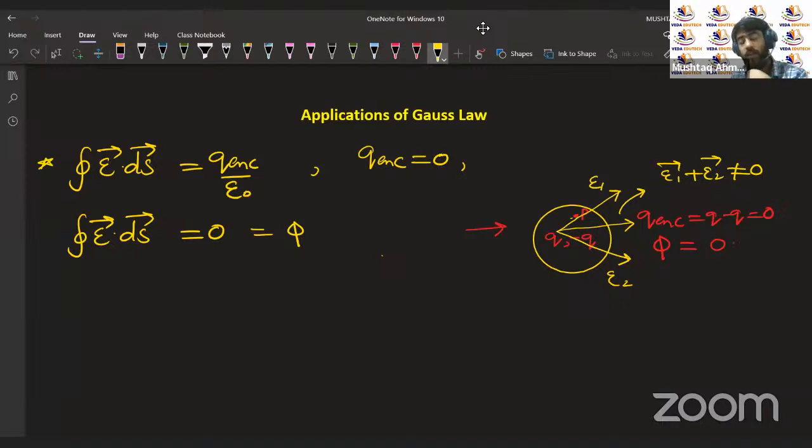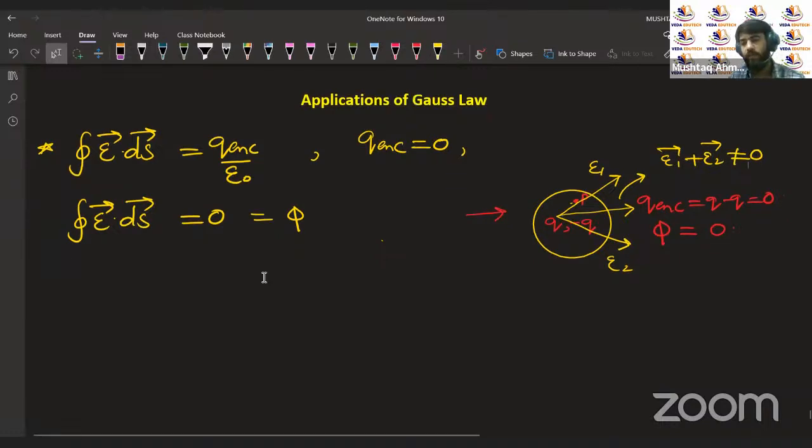So in this case, we can see that even if the total electric flux through the surface is 0, there is still some net electric field within this closed surface. So we cannot say that if the charge enclosed is 0, it means the electric field within the closed surface is 0. So it may be 0, it may not be 0, right?